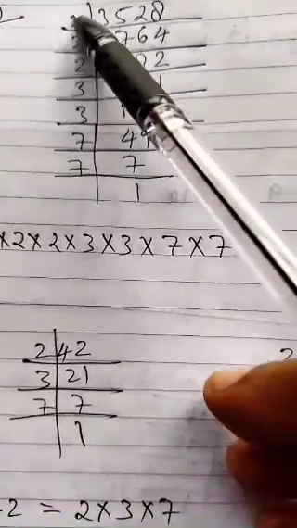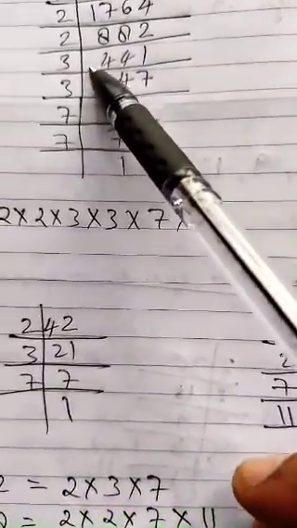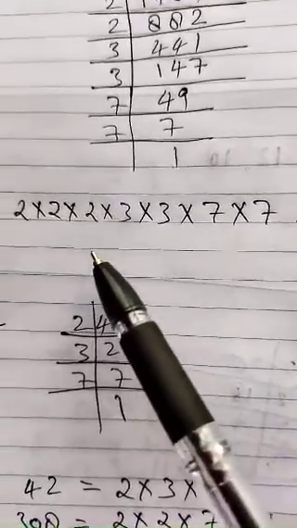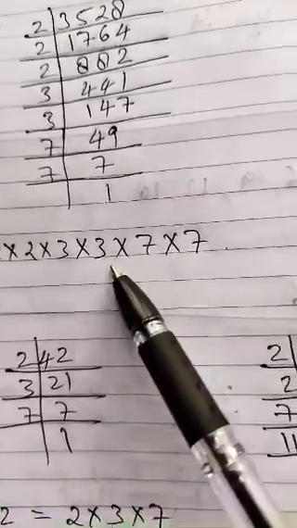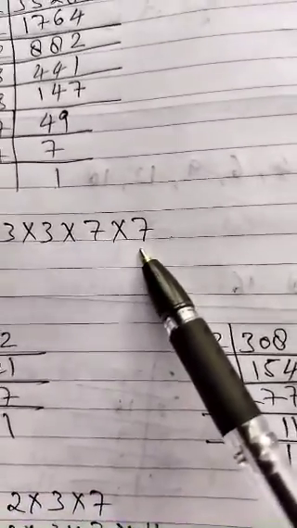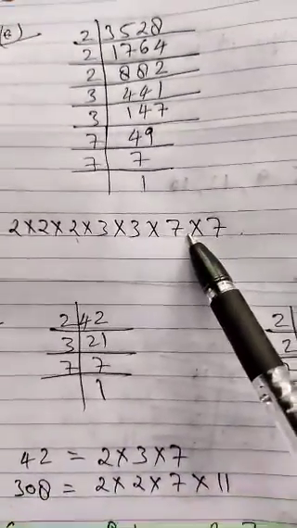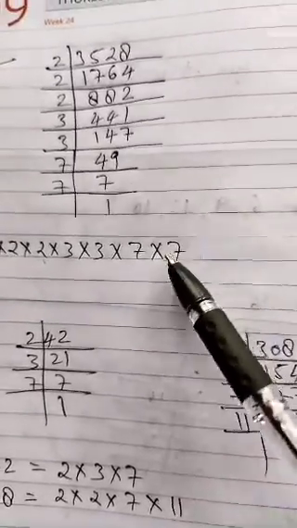Now you have to write all these numbers in the form of multiplication, like this: 2 into 2 into 2 into 3 into 3 into 7 into 7. This will be your answer. This is how you have to solve.